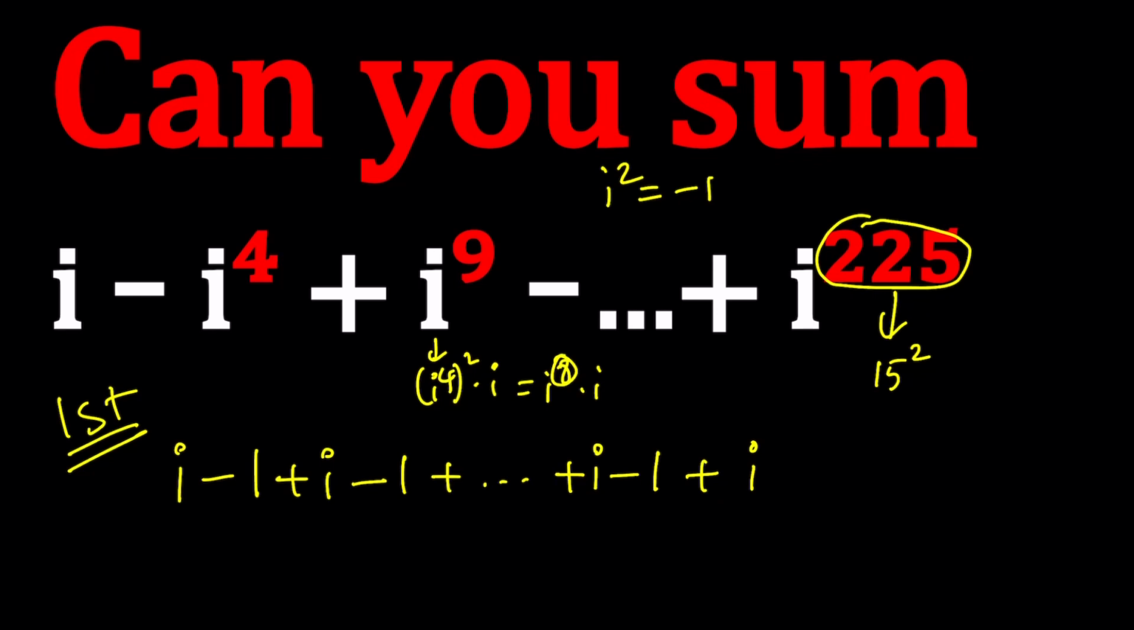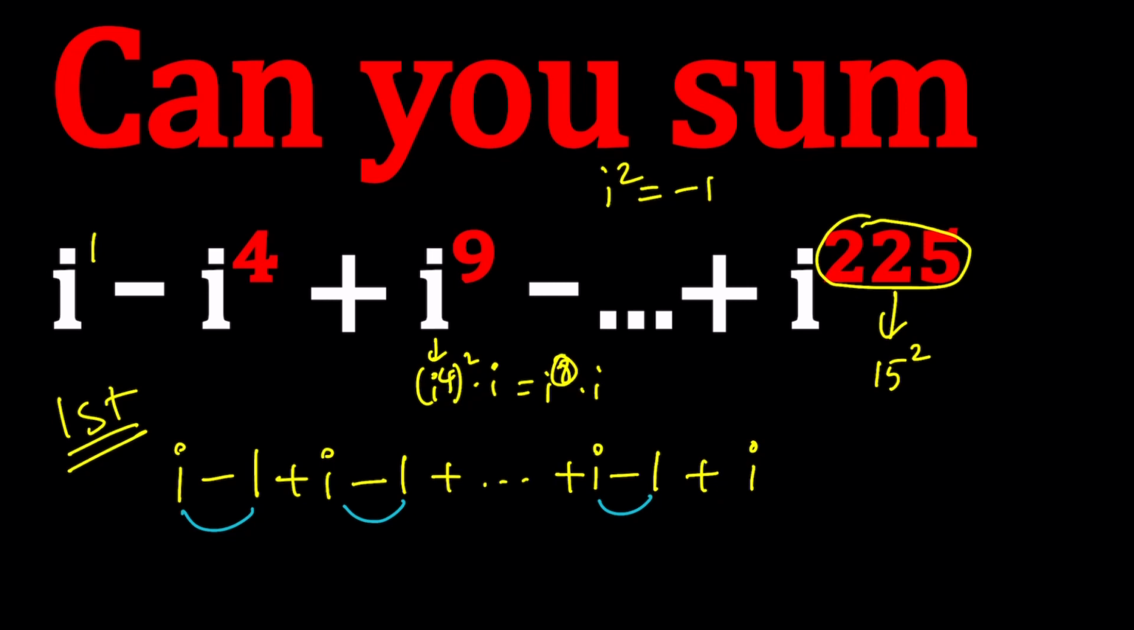Since we have an odd number of terms, and you can kind of tell this is 1 squared, this is 2 squared, and it ends up with 15 squared, which means we have 15 terms. That's an odd number. So when you pair these up, you're going to have a leftover. Make sense? Now, here's what happens. This is i minus 1. This is i minus 1.